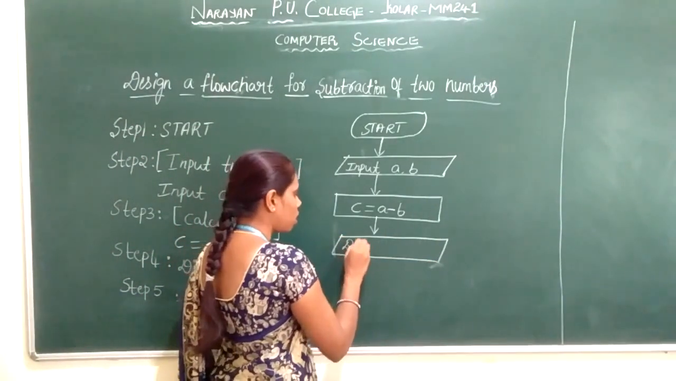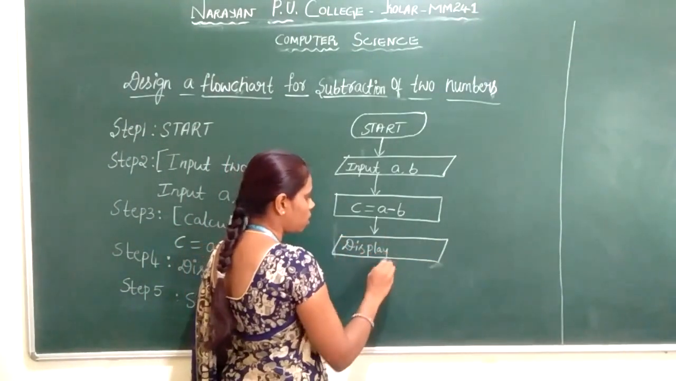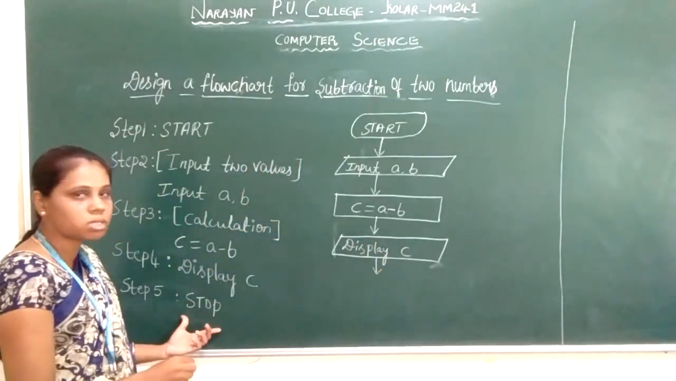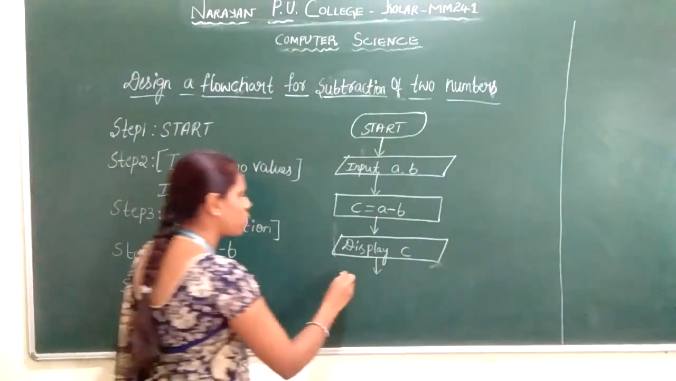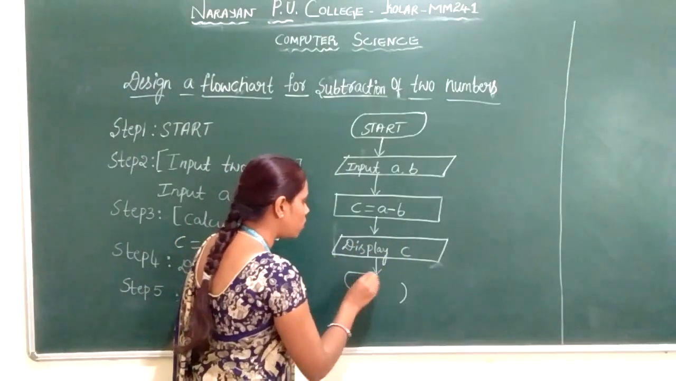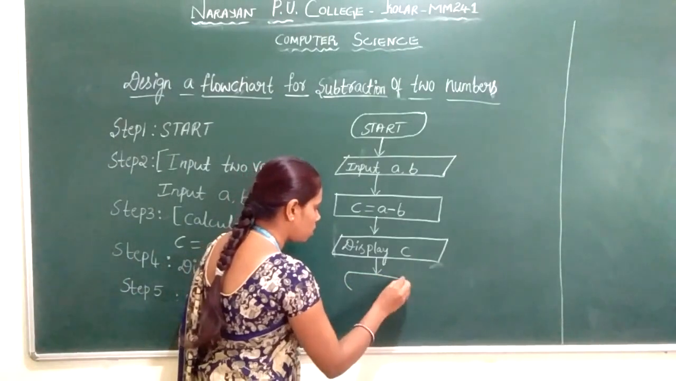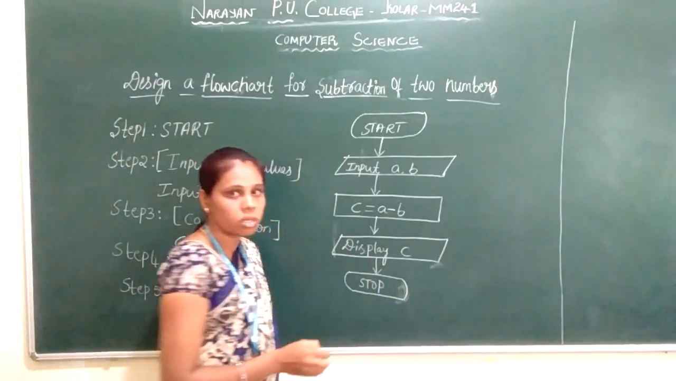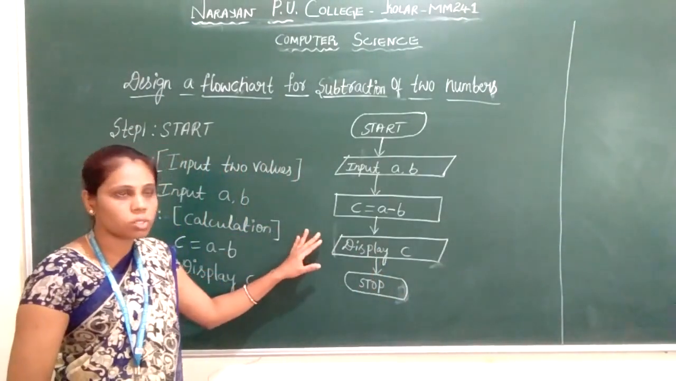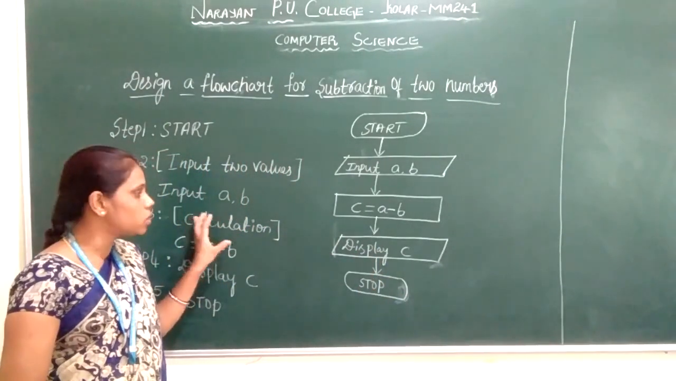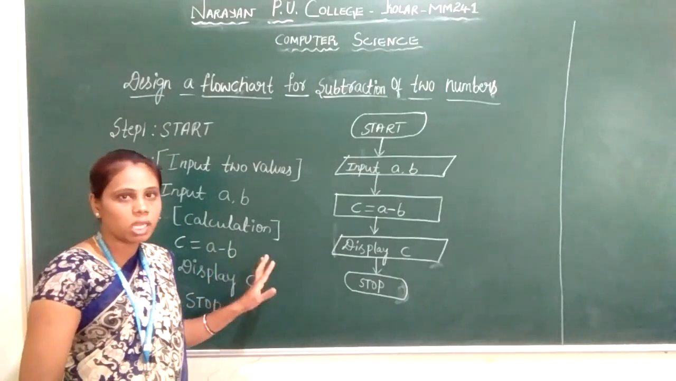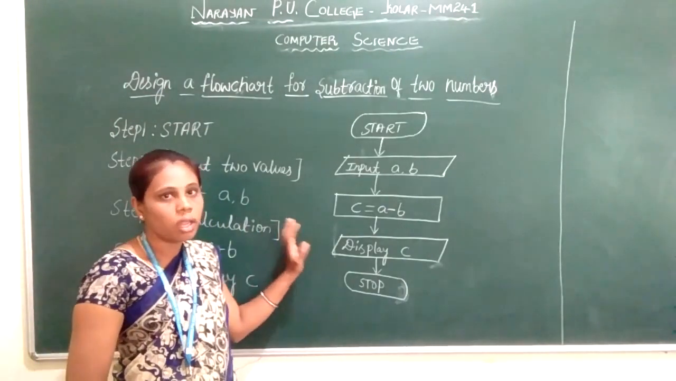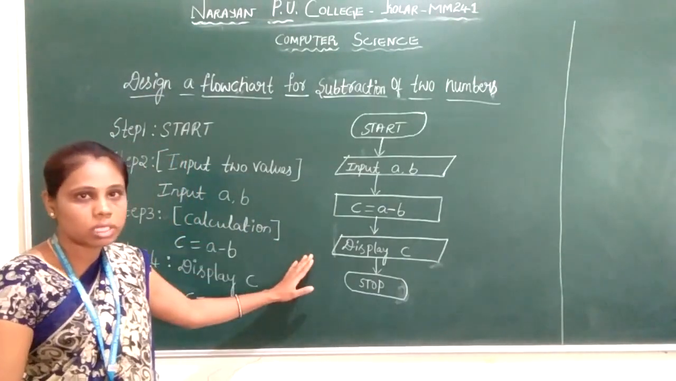So display C. What is the next step? Next step is stop. For stop, we are using the oval symbol. So this is how we design a flowchart using an algorithm. First you need to design an algorithm for any given problem. After designing an algorithm, you can write a flowchart for any problem.